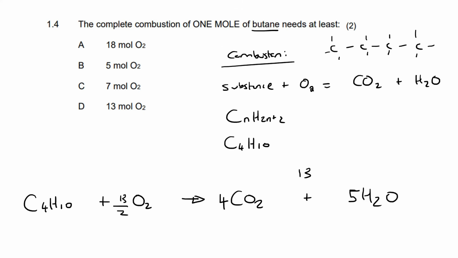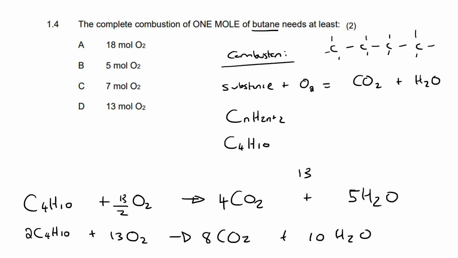But now the problem is we're not allowed to keep fractions. So what we then go and do is we multiply everything by 2. So this ends up becoming 2 C4H10 plus 13 O2, and that'll give you 8 CO2 plus 10 H2O. So it says that the complete combustion of 1 mole of butane needs at least... Now, a lot of learners are just going to say that the answer is 13.